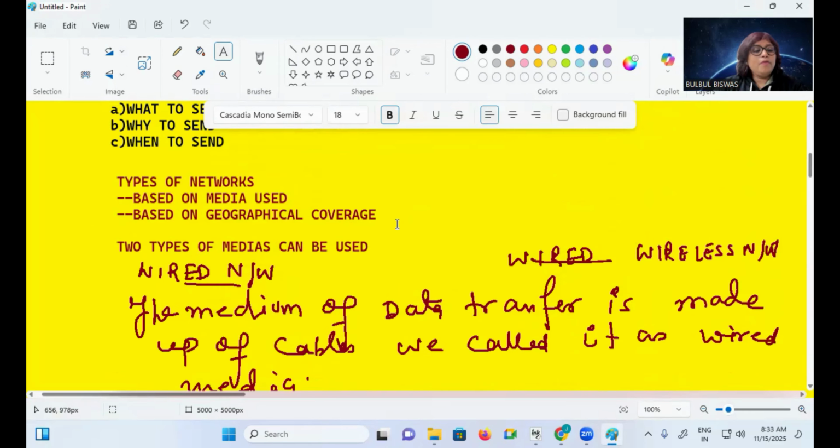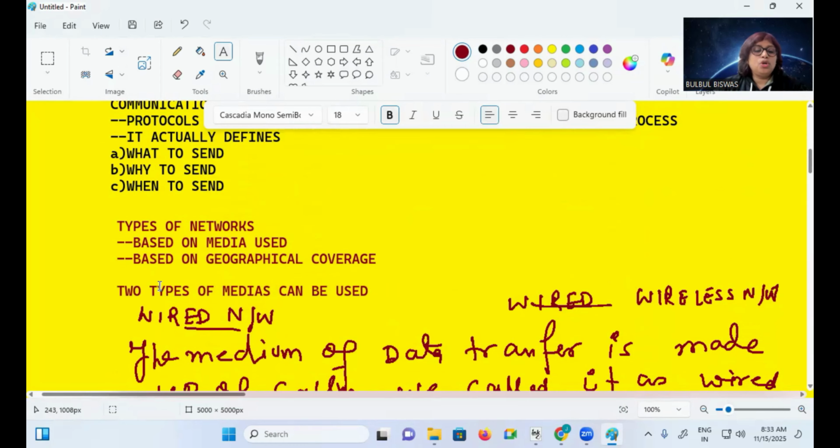So everyone, now we will go for the one based on geographical coverage.